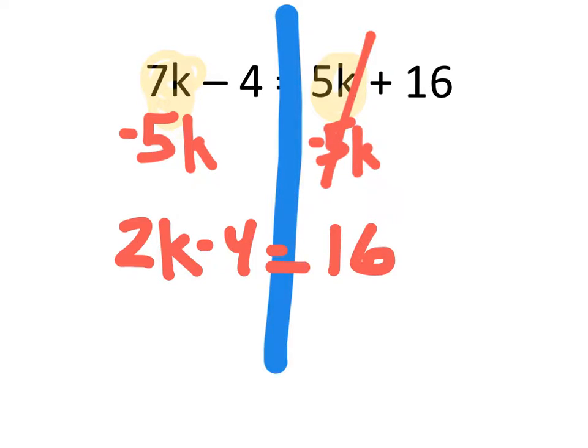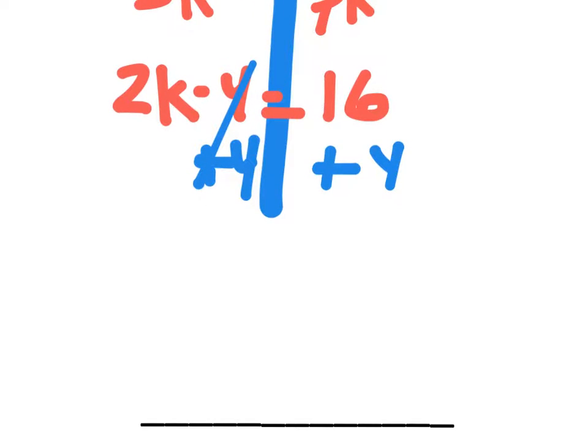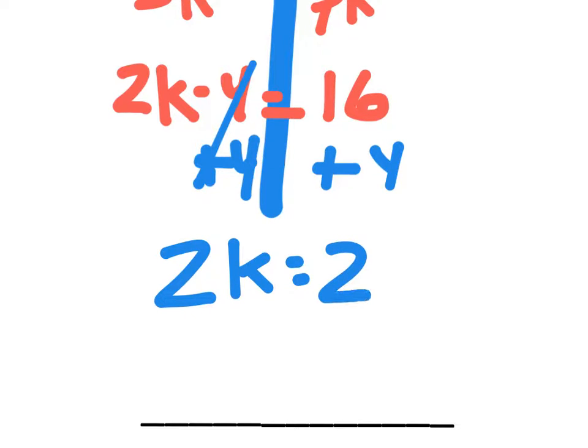Once we do that, we are now back to a regular two-step equation, where I can add 4 to both sides. Get that to cancel out. And then we have 2k is equal to 20. Divide both sides by 2, and we get that k is equal to 10.